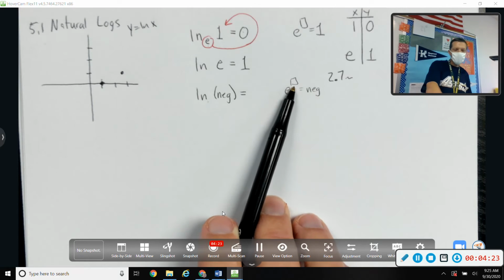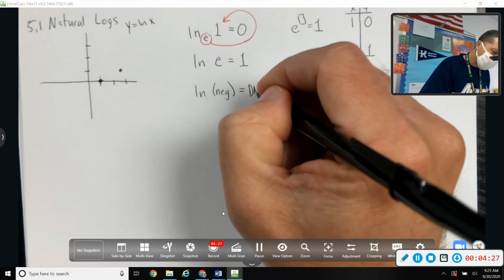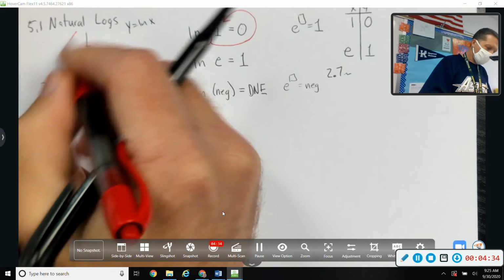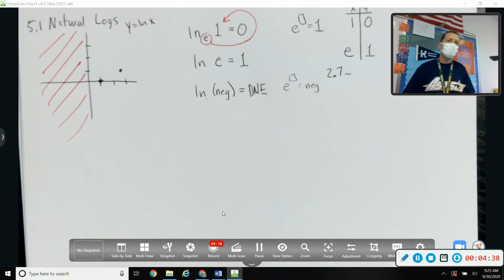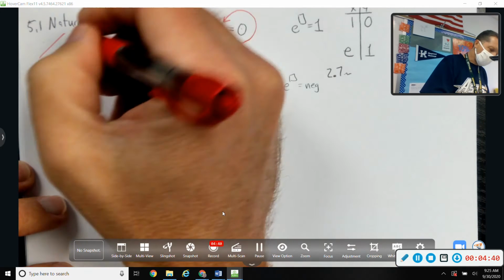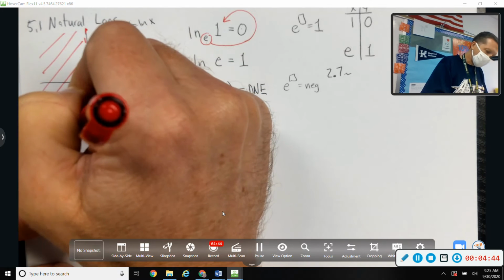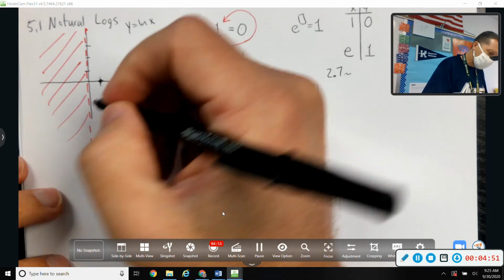A fractional exponent is like a root, so that doesn't make it negative. There's no way to get a negative answer. So I can't take the log of negative numbers. So this whole side of the graph is not there. I can't. It's like there's a wall there almost. I can't go over there. I can't take the log of a negative number. It's almost like I drew an asymptote right there.